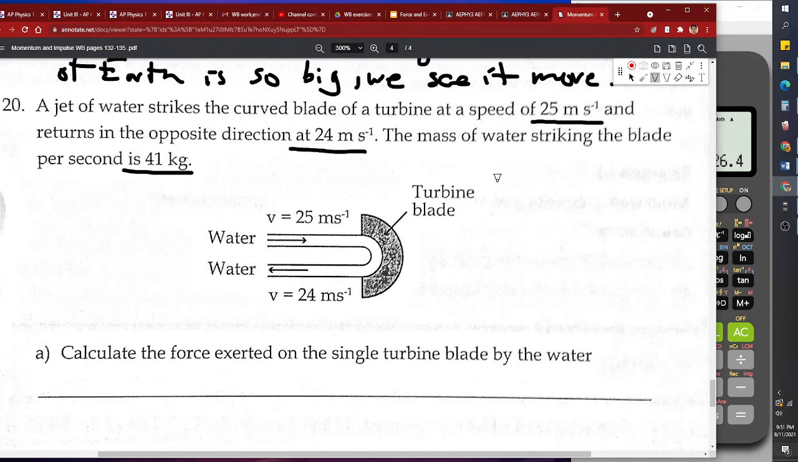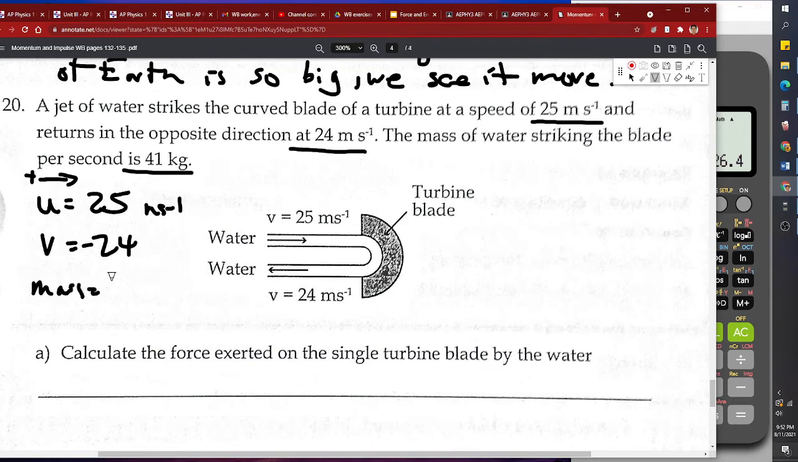U is, we're going to write it here, U is 25. And if we make this positive, it depends on U which direction is positive, which direction is negative. So we have to determine that at the beginning. And then V would be negative 24, and they're both meters per second, of course. What do we have then? Then we have the mass is 41 kilograms.